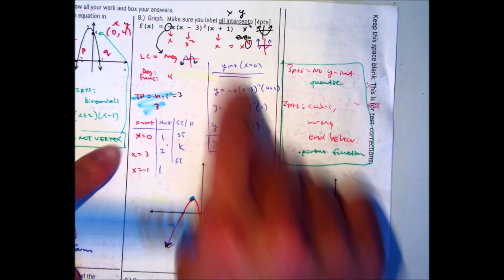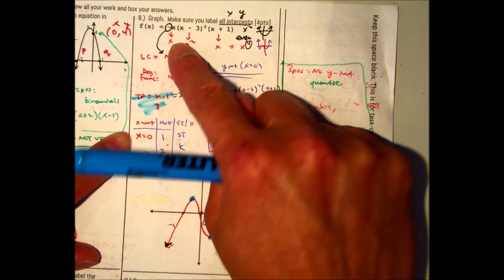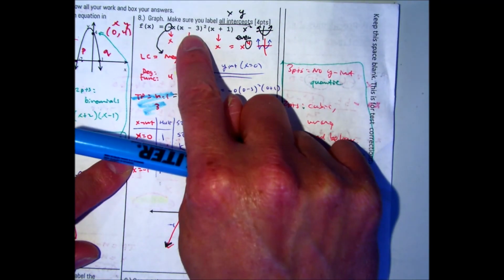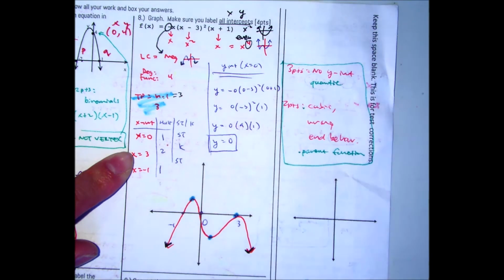I'm going to take all of my x-intercepts. So I have x equals 0 here. Here, this is x minus 3, so you're just going to set that equal to 0.